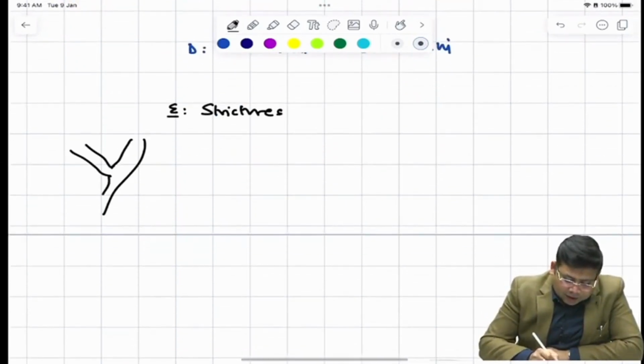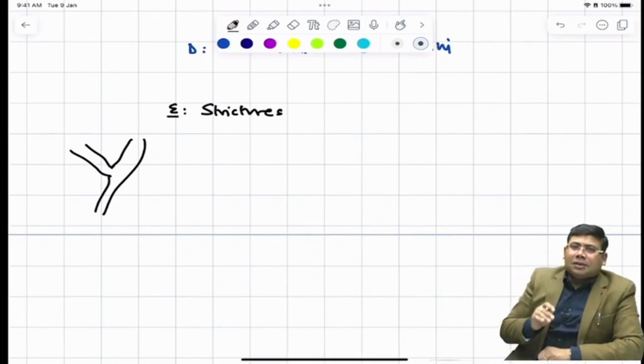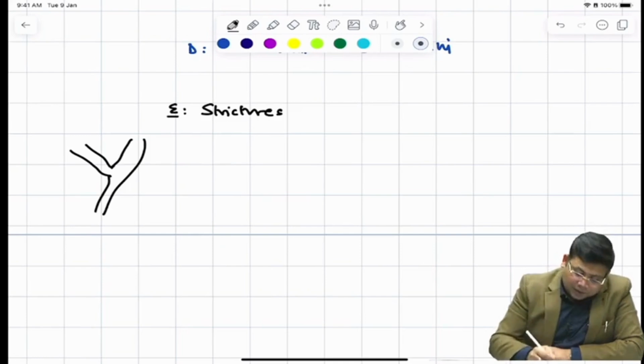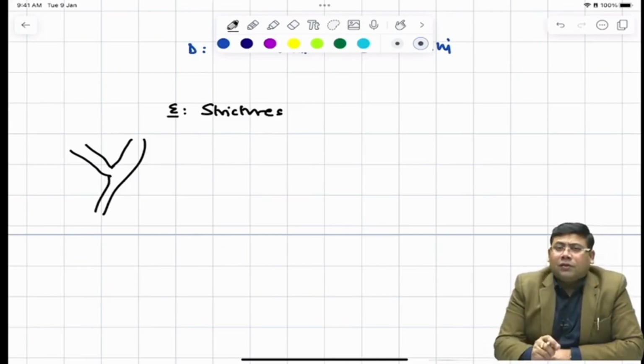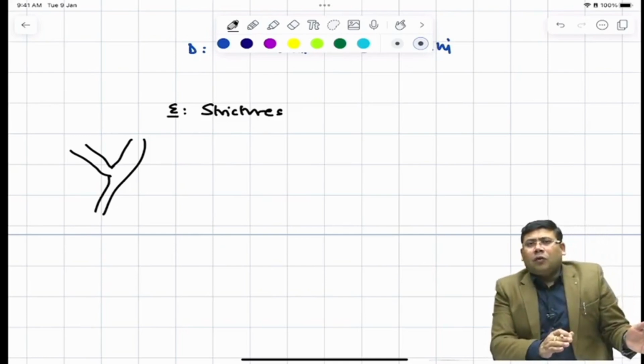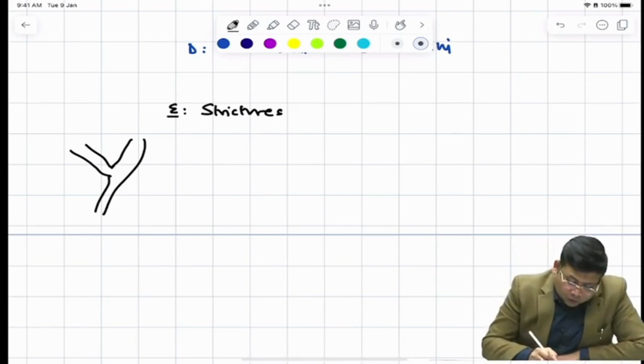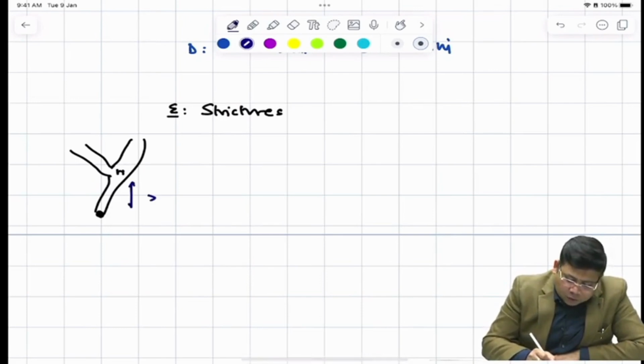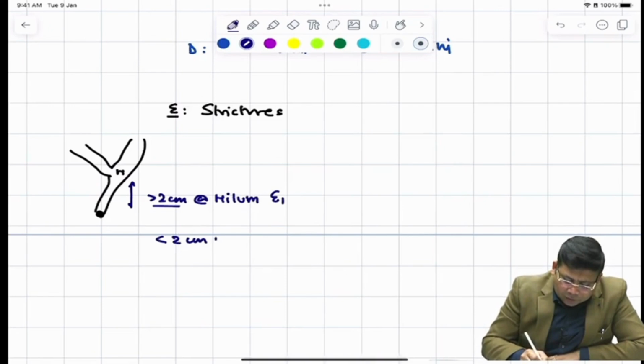Remember, the length of the stricture is not important. The distance, or you can say the gap between the stricture and the hilum, is important, because a lot of surgeries fail because of the very close proximity with the hilum. So if this is the location of the stricture, this is the hilum. If this gap is more than 2 cm from the hilum, then that is known as what, students? E1. If it is less than 2 centimeters from hilum, that is known as E2.